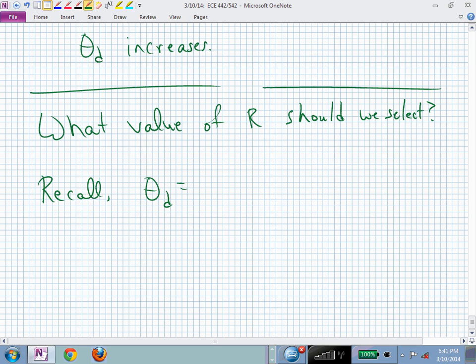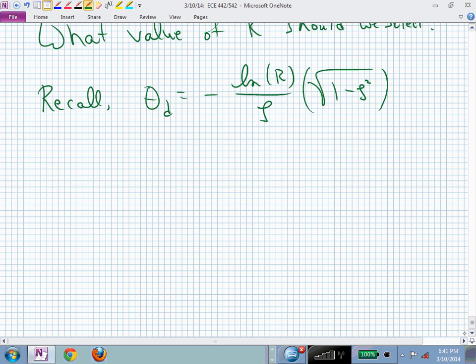Now, let's remember what theta sub d was. That was minus ln of r over zeta square root of 1 minus zeta squared. Well, we can sort of group all of these zeta values together. We're going to fix zeta at 0.456. We can fix that. That will just be a number. We know what theta sub d needs to be. That was pi over 10, or the 0.314. That leaves us with one variable, r, to solve for.